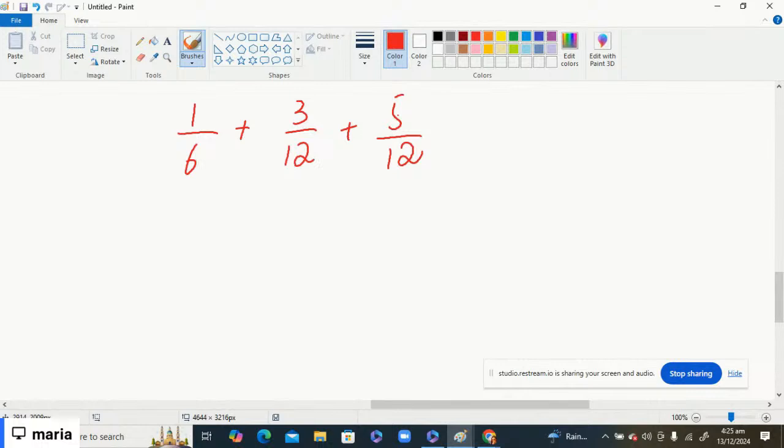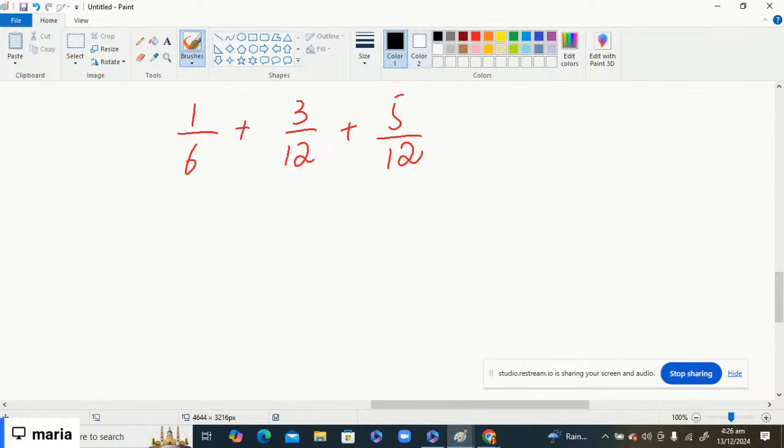So how can we multiply and divide? Look at this question: 1 by 6, 3 by 12 and 5 by 12. The 12 and 12 in both of these fractions are the same, so we make the denominator of 1 by 6 equal to 12. How is that possible? 6 times which number gives 12? As we know that 6 times 2 is 12, so we multiply and divide by 2 on the top as well as on the bottom.